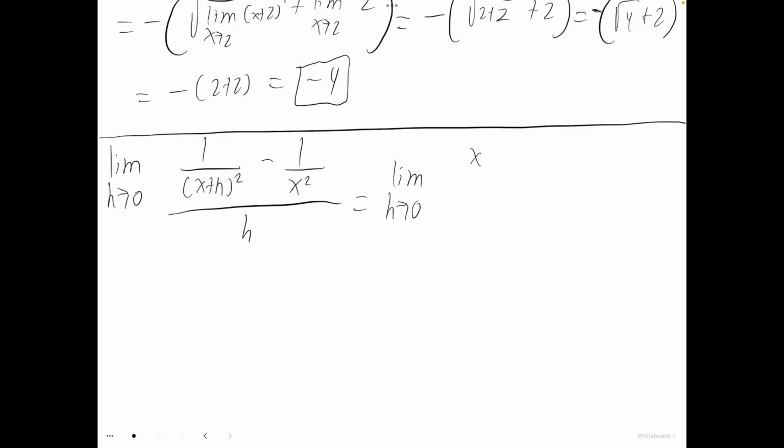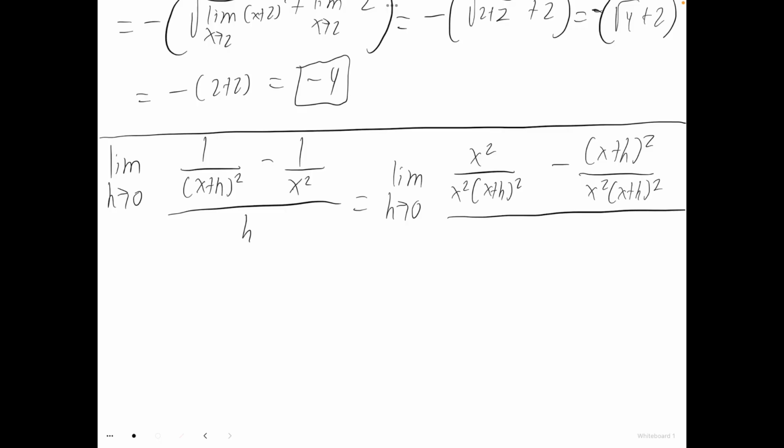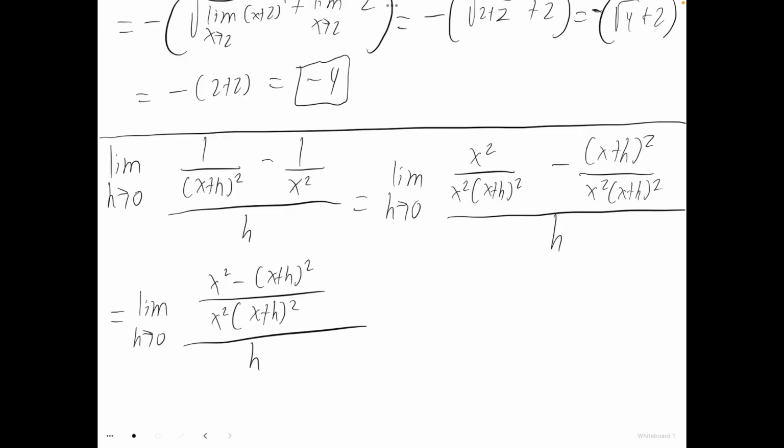So the first term is going to be x squared over x squared times (x plus h) squared, minus (x plus h) squared times x squared divided by x squared times (x plus h) squared. This is all over h. Now I have a common denominator in the numerator of this expression, so I can combine things to get the limit as h goes to 0 of x squared minus (x plus h) squared divided by x squared times (x plus h) squared, divided by h.